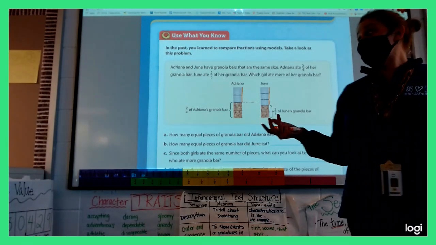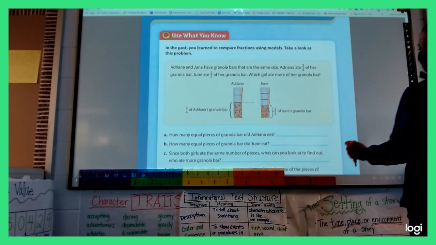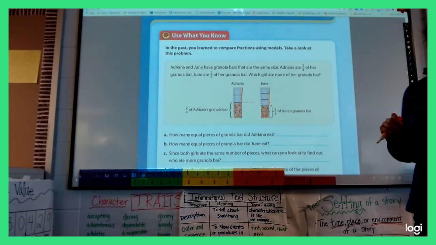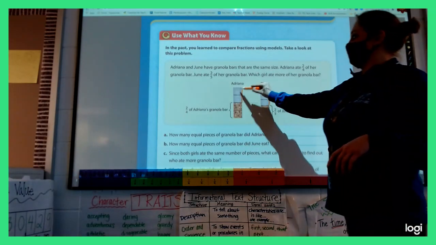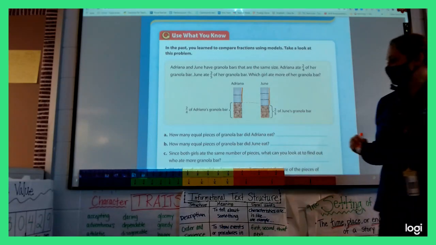Yes. It is, okay? So let's talk about this a bit. On A, how many equal pieces of granola bar did Adriana eat? How many did she eat? Remember, those are the ones that look grayed out. They're in her tummy now. Josiah. 2. She ate 2.